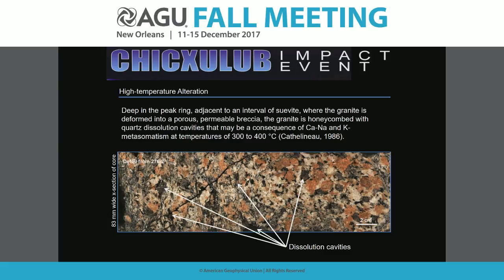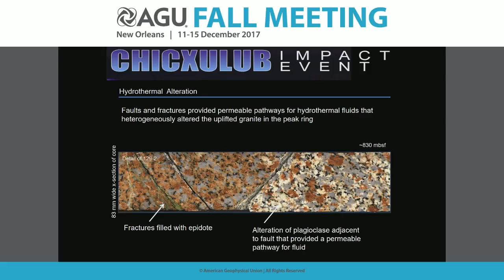Okay, so I want to begin with evidence of high temperature alteration. This is one of the granites from deep within the peak ring. This is an 83 millimeter wide scan of the core. Here's a 2 centimeter scale bar so that you can get the dimensions of this. Throughout this granite, there are centimeter-sized cavities where high-temperature metasomatic fluids have dissolved the quartz from the granite. This is a process that normally occurs at 300 to 400 degrees C in a hydrothermal system.